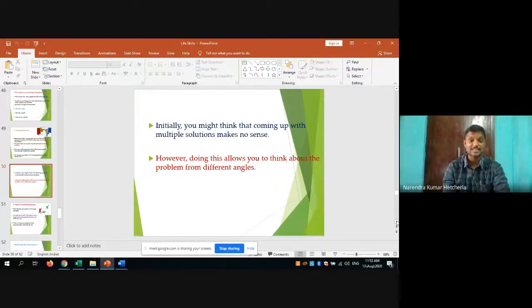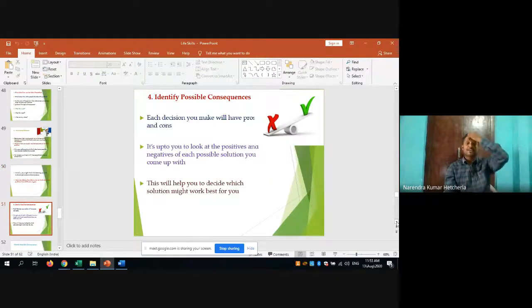So this is something that is very important. Okay. So the very first thing is identifying a problem. Next, gathering information is important. And the third, brainstorming, in the sense, looking for different solutions, is a must. Next, the fourth, we'll look at this and we'll end for today. Identify possible consequences. Consequences in the sense, pros and cons.